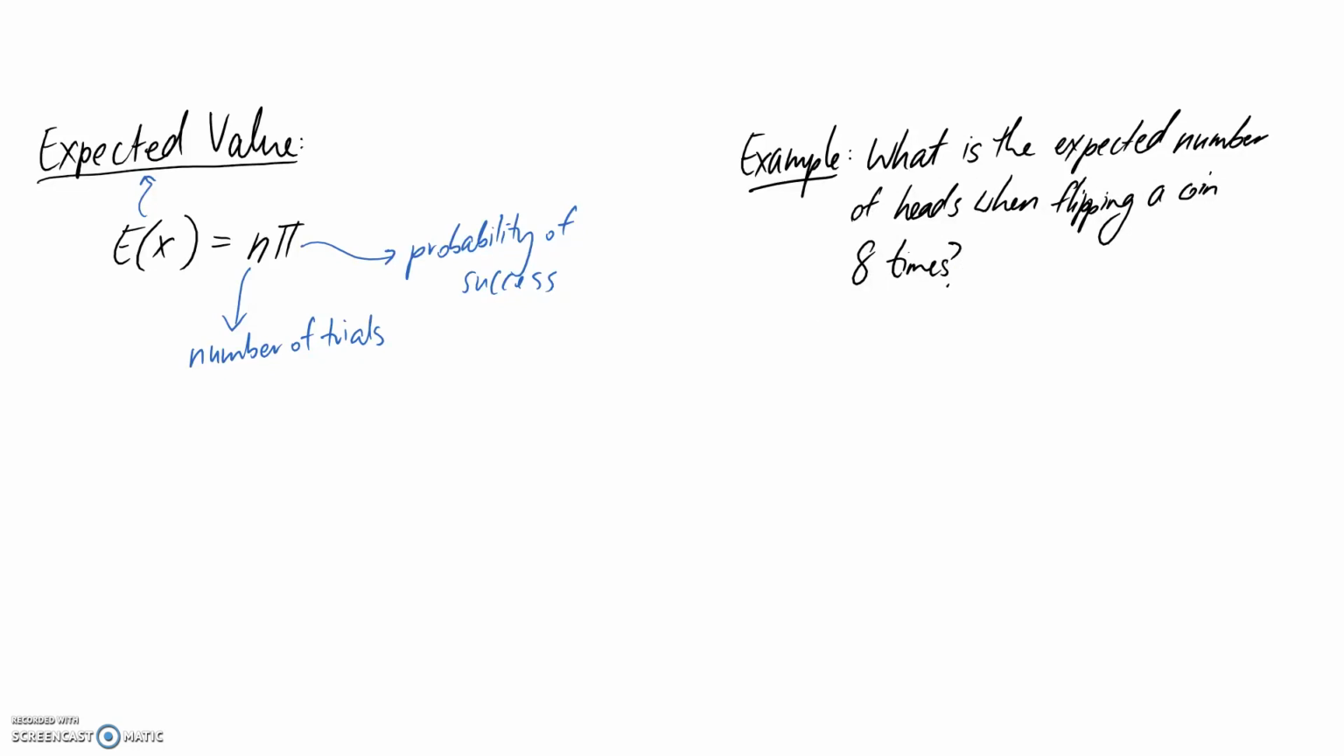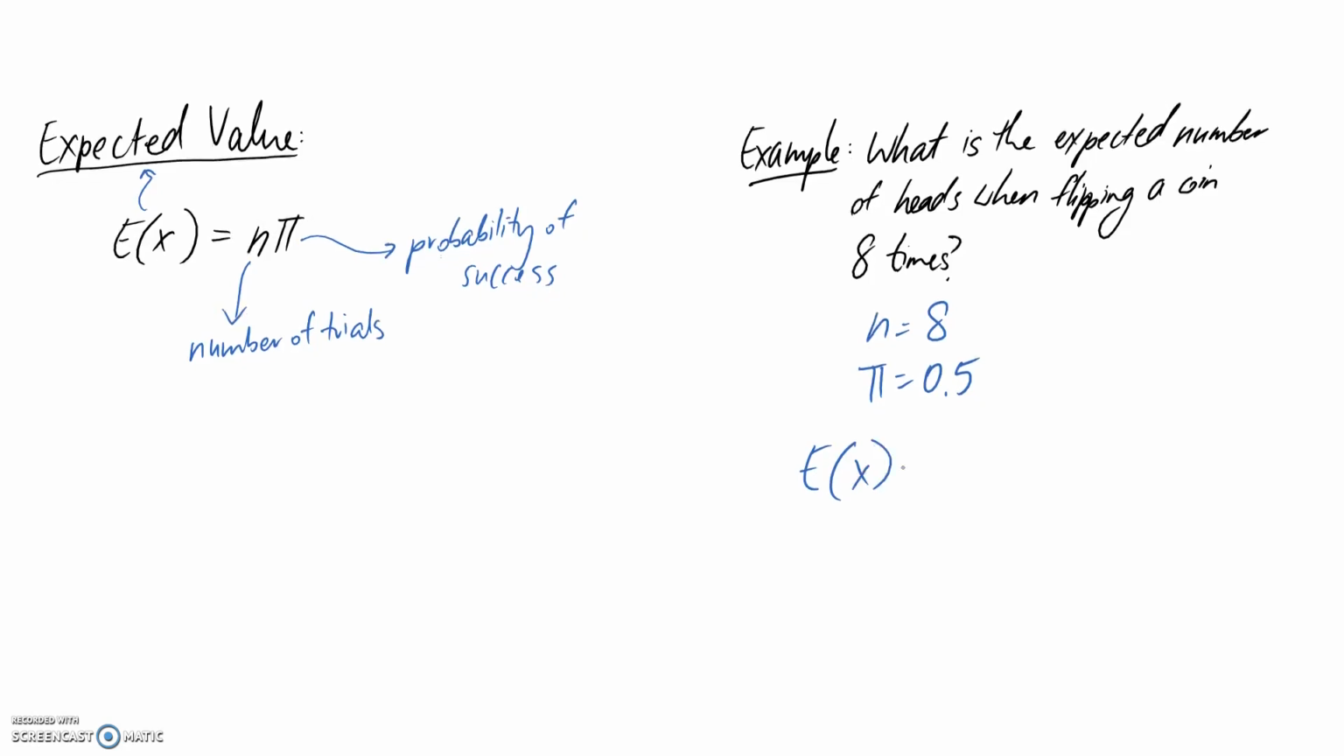So in this one, the number of trials, N, is going to be equal to the 8 times that we flipped our coin. And the probability of success, that's the probability of getting these heads. We already said that was equal to 0.5 because there was a 50% chance of heads, 50% chance of tails. So substituting into our equation, E of X is equal to n times pi. So the expected number of heads is equal to 8 times 0.5, and that gives us an answer of 4.